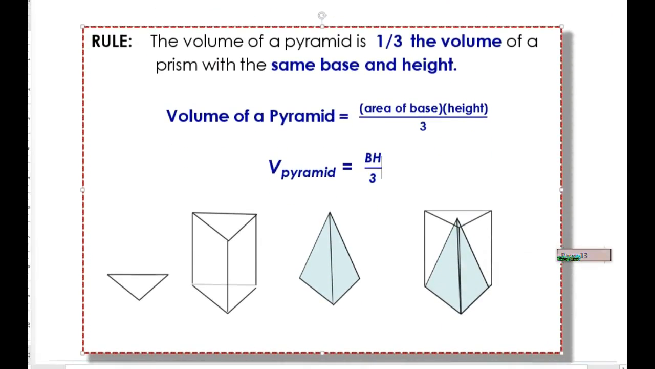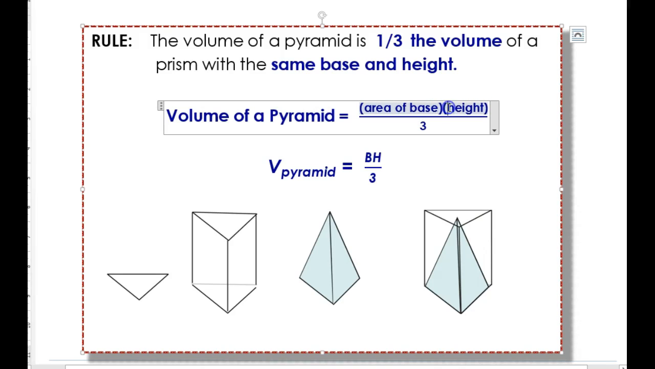And here's that rule. Okay, so the volume of a pyramid is going to be 1/3 the volume of a prism with the same base and height. They repeated this experiment with several different prisms and their pyramid counterparts, and they found that the volume of the prism was always going to be the area of the base times the height of the pyramid itself.